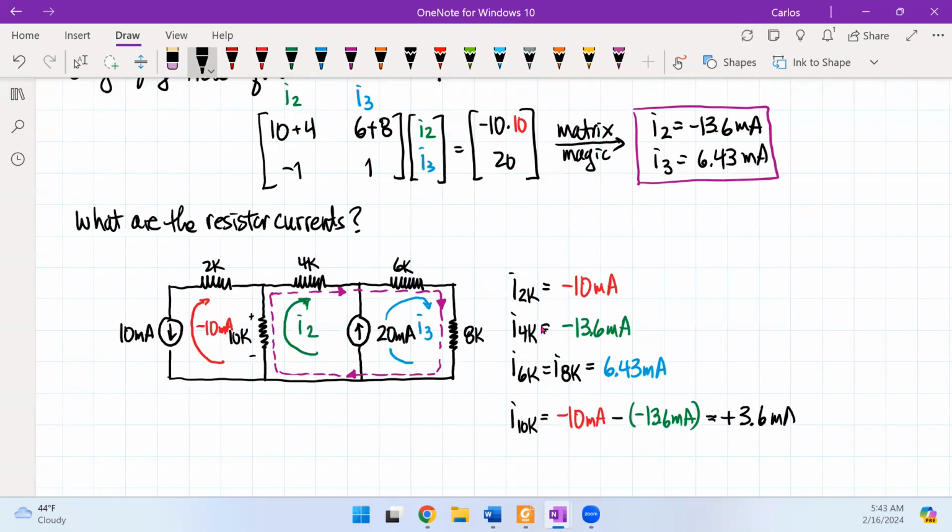And when I add these two, I'm seeing that this guy has to be a positive 3.6 milliamps. So this tells us that the polarity of the resistance agrees with the currents. I got a positive polarity, so therefore that current is correct here.